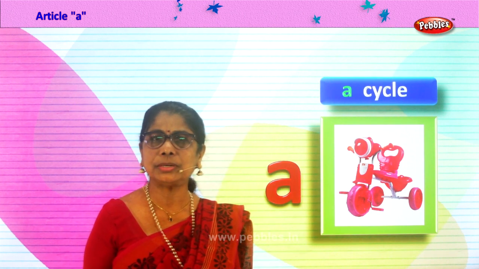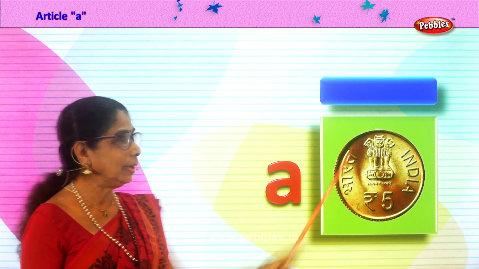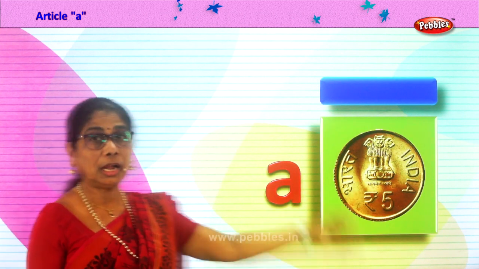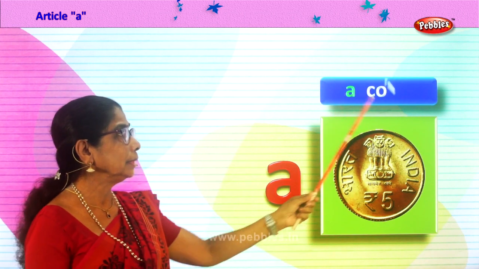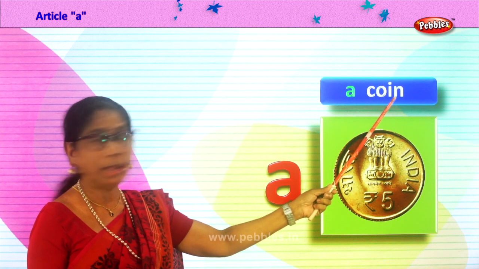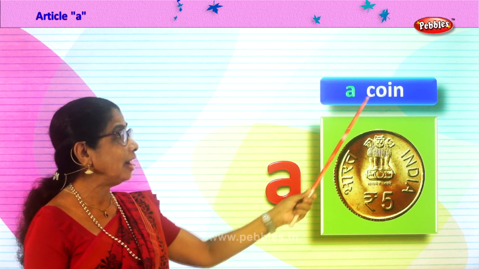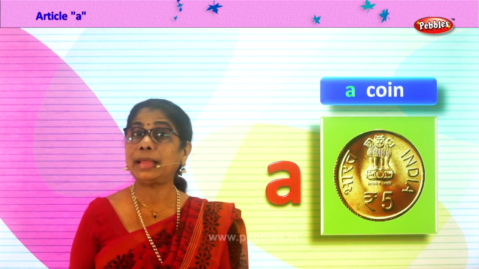Let's look at another picture. Here we are. What is this? Money. It's a coin. A coin. Article A is put in front of consonant C. C-O-I-N, coin. A coin. Are you enjoying the exercise? Article A in front of consonant. C is a consonant.